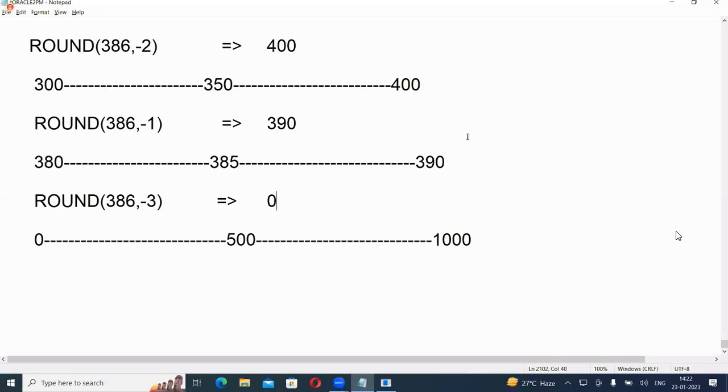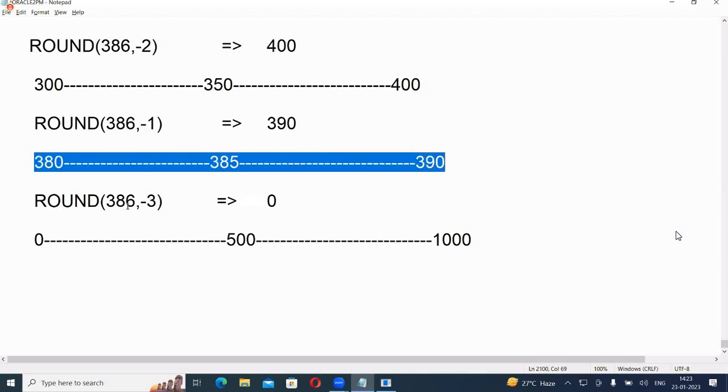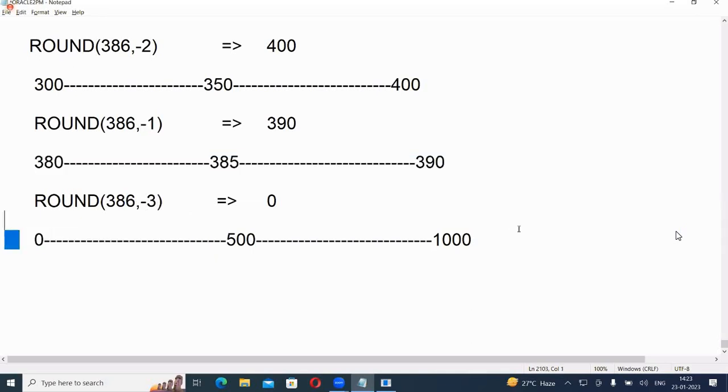Minus 2 means hundreds. Consider only the hundreds part. This number is between 300 to 400. Minus 1 means tens. This number is between 380 to 390. Minus 3 means thousands. This number is between 0 to 1000. So based on the average, the number is rounded.